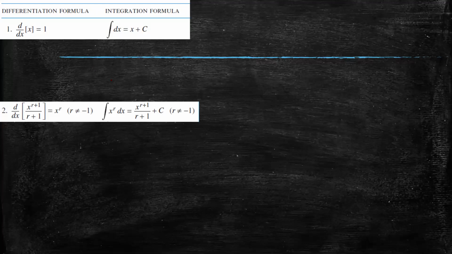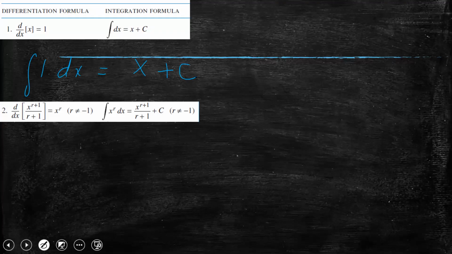Let's start with the first one here. All of us know that the derivative of x is 1. So the integration of 1 dx will be x plus c. Don't forget plus c. Why? Because the derivative of x is 1, so the integration of 1 will be x.